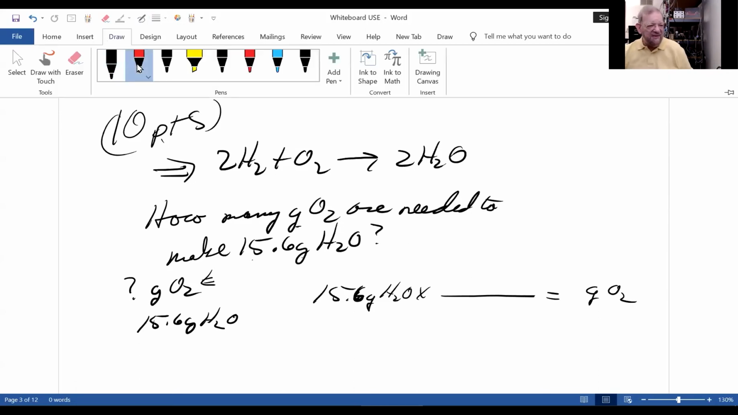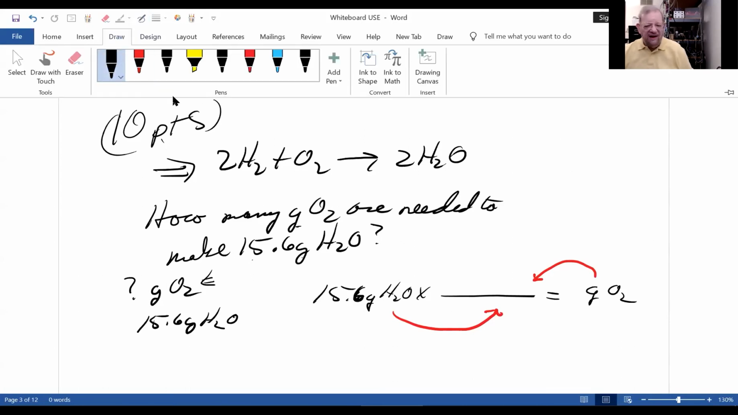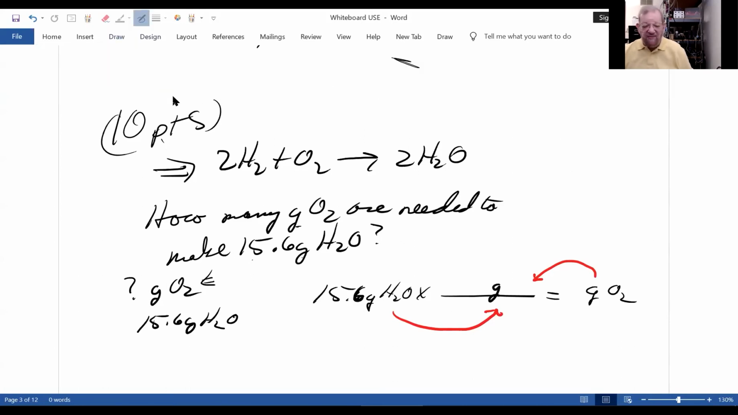And Dr. White has taught me that using unit analysis, whatever units I want go on top, and whatever units I'm trying to get rid of go underneath. And now I'll put grams of O2, and here I'll have grams of water. And then the question is, where do I get these numbers?